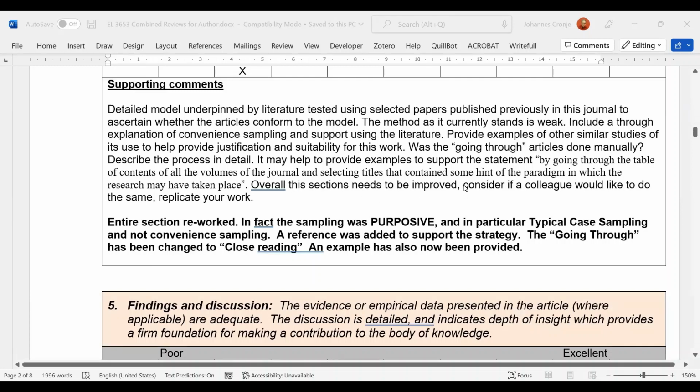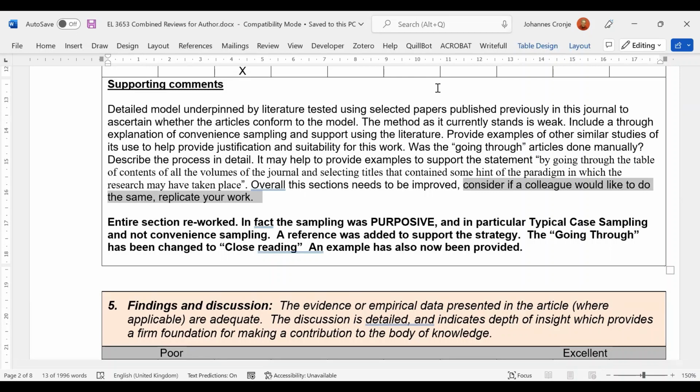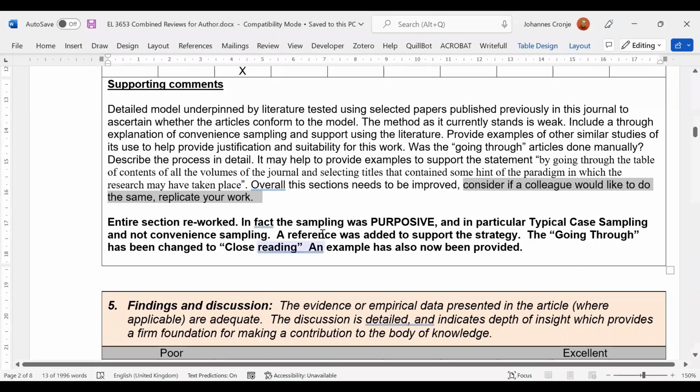This is really valuable advice that he gives here: consider if a colleague would like to do the same, to replicate your work. So you need to describe it in such a way that somebody else can actually also do it. That was very useful for me. So I reworked the whole section. In the process, I discovered that I hadn't been doing convenience sampling. I'd actually done purposive sampling, in fact typical case sampling. I found a reference to support that. Then I explained going through as a close reading, and I also provided an example.